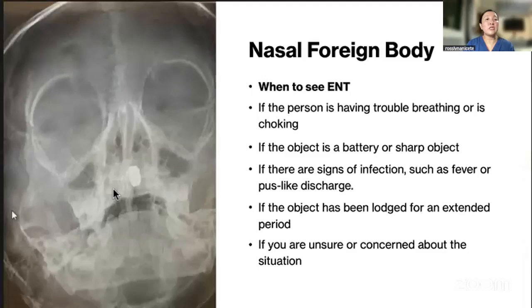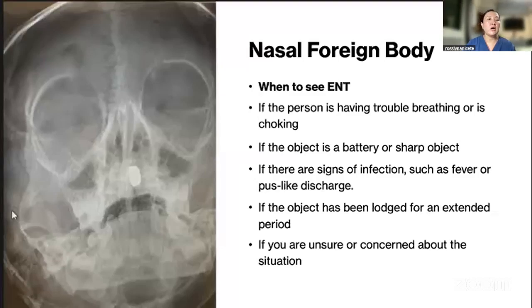So when do you see ENT? If the person is having trouble breathing or is choking, if the object is a battery or sharp object, if there are signs of infection such as fever or pus-like discharge, if the object has been lodged for an extended period, if you are unsure or concerned about the situation. Let's say, for example, you really saw the child putting something into the nose, but when you check, you can't see anything, then it's best to consult an ENT, just to ensure that there's really no foreign object in the nose.